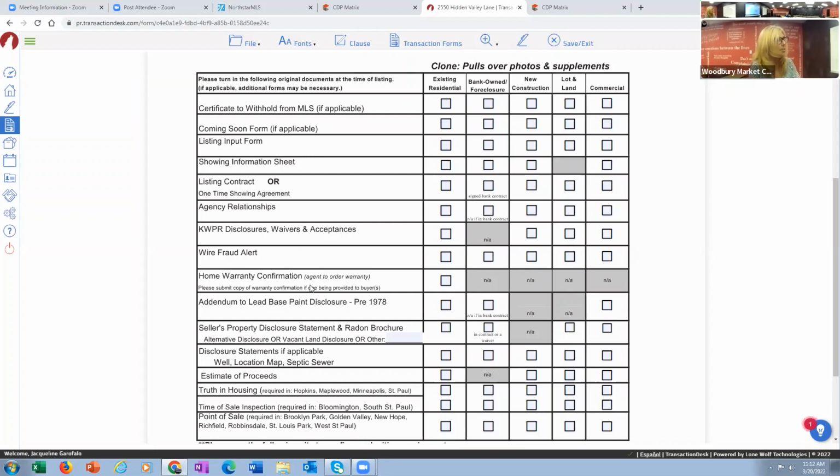I do talk about home warranty with my sellers. Do you want to provide it? Is this house pristine? Does it need some work? Does it make sense for that seller to provide a home warranty? Talk about it. Obviously, lead-based paint.